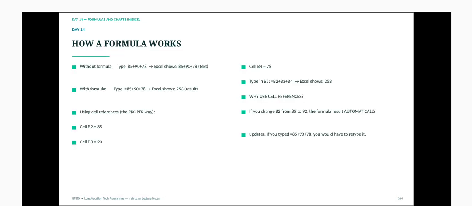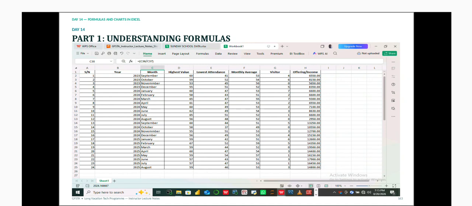How does a formula work? We have studied the data on the previous page, and this is the page now. You can see we have the serial number in column A, year in column B, month in column C, highest value in column D, then columns E, F, G and H. All of that data is numerical except column C, month, which is text data. You can see they align right and left respectively: numerical on the right and text data on the left.